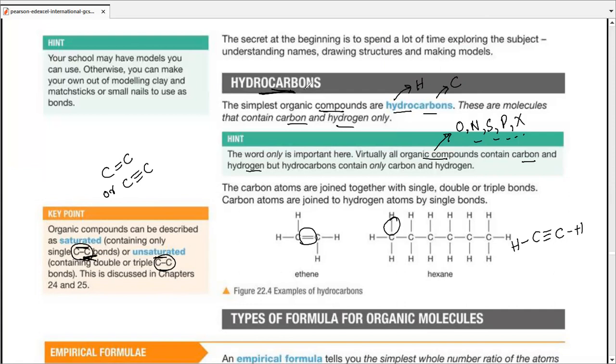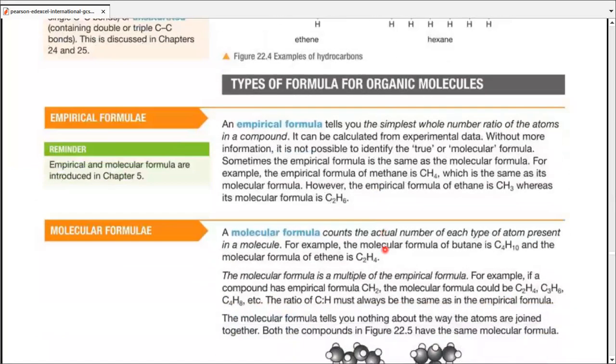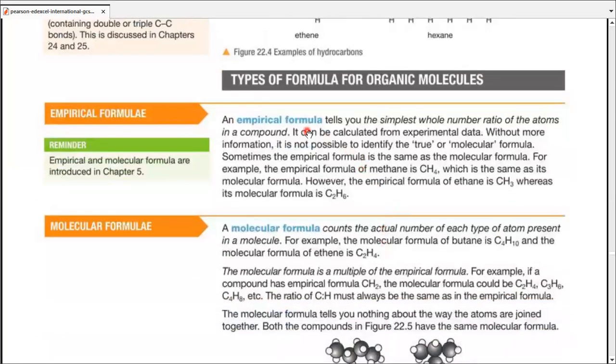So moving on, types of formulas of organic molecules. The first type of formula is the empirical formula. This one is the simplest whole number ratio of atoms in a compound. We're done with this type. You already know that if a substance such as ethane has a formula of C2H6, we can simply convert it into CH3 as the empirical formula.